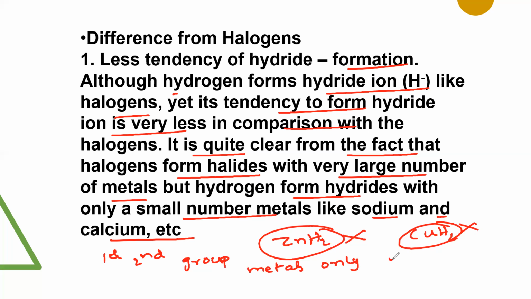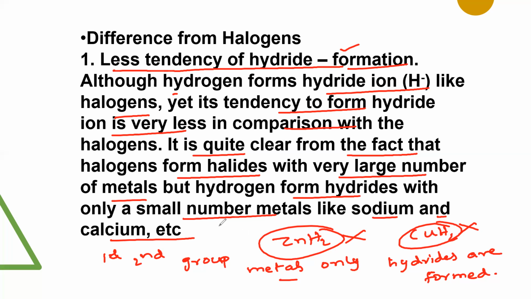Hydrides are formed mainly with those. In the third group, aluminum hydride does not exist as such; it exists as a dimer. So this is the less tendency of hydride formation. Whereas halogens have more tendency of halide formation, hydrogen does not have more tendency to form hydrides. Only with exceptions like first group and second group metals does it form hydrides. With all other metals it will not form hydrides so easily. So there is a less tendency of hydride formation. That is the first dissimilarity.